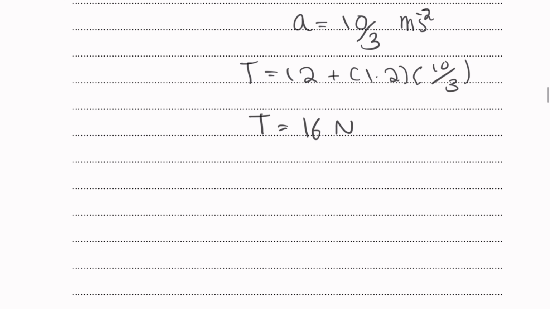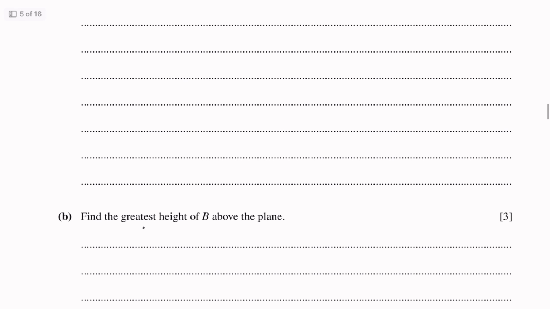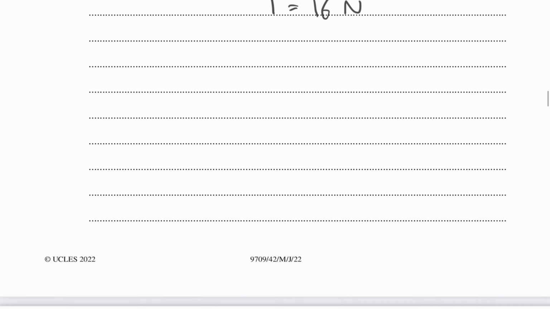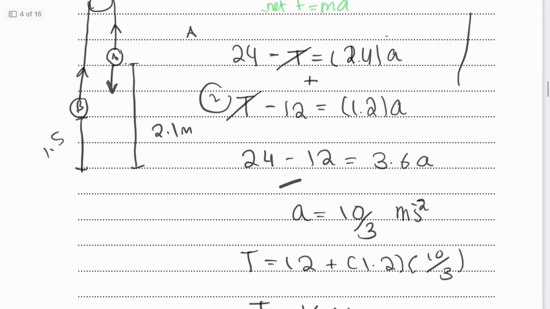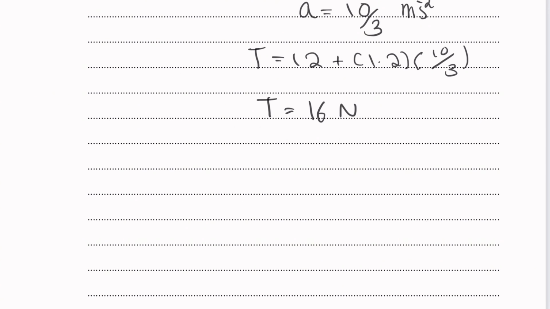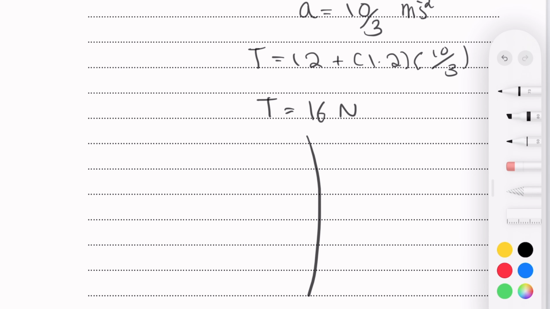Perfect. Now for part B, it says find the greatest height of B above the plane. This is a frequently repeated connected particle question, and if you want to solve a whole lot of these, you can go back to 2015, or I'm not sure when they first introduced the chapter, but they were asking lots of questions about connected particles.